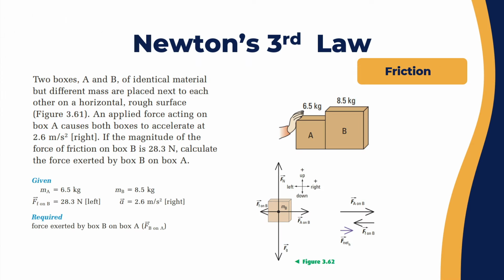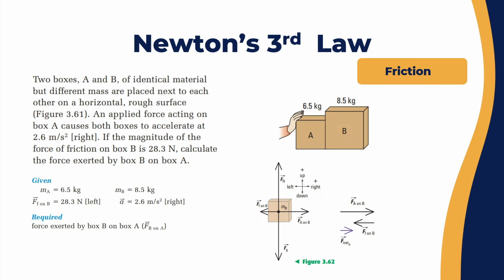Now let's take another example with friction involved and how to apply Newton's third law in this case. We have two boxes A and B, same material, different mass, placed next to each other on a horizontal rough surface. Rough means there is friction involved, or any surface that's not mentioned in the problem to be frictionless, that means there is friction.